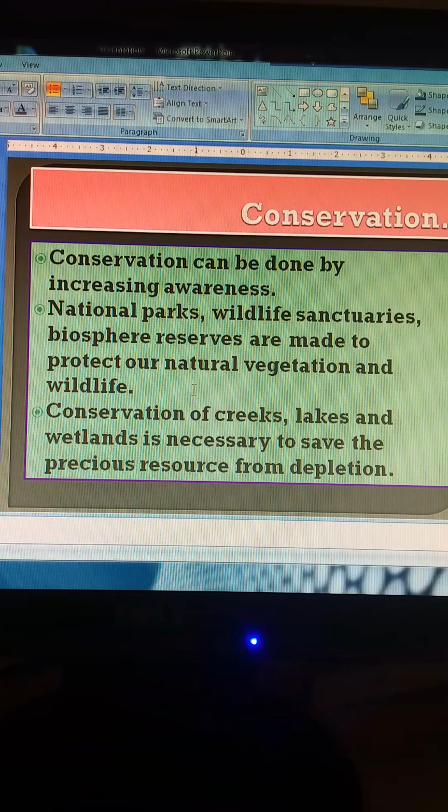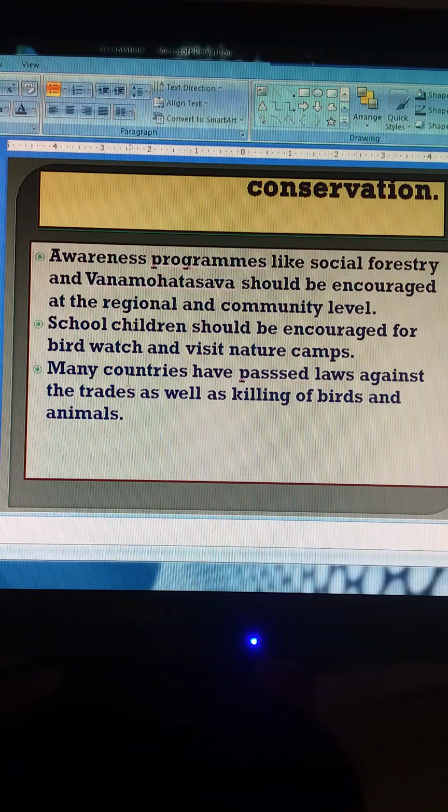Next slide: conservation. There are more methods adopted by the government to conserve both flora and fauna, the various species of wildlife. Awareness programmes for social forestry, that is Van Mahotsava, should be encouraged at the regional community level. School children should be encouraged to go bird watching and visit nature camps. In India, killing lions, tigers, deer, great Indian bustards and peacocks is illegal.